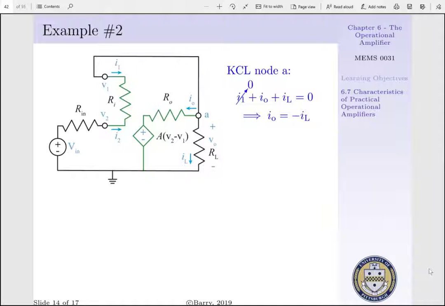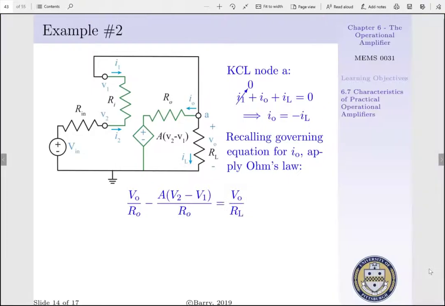We have three currents exiting, I1, I out, and IL. Thus, I1 plus I out plus IL is equal to 0. And I1 is going to be equal to 0. Thus, I out is equal to minus IL. If we recall our governing equation for output current, we can apply Ohm's law to our KCL equation. I out can be expressed as V naught per R naught minus A times the quantity V2 less V1 per R naught, which would be equal to IL, or V naught per RL.